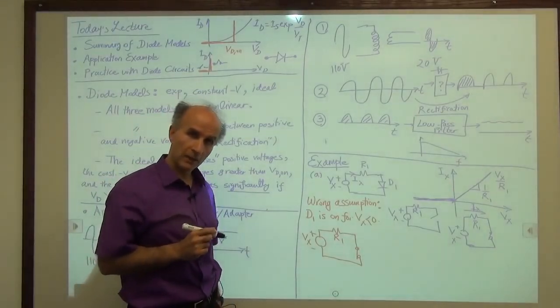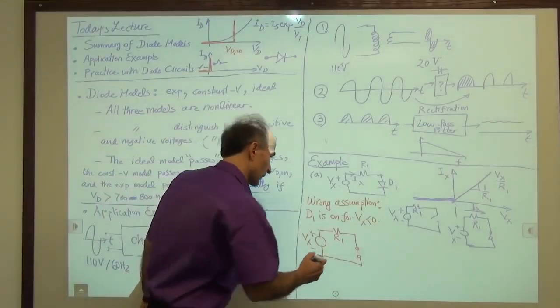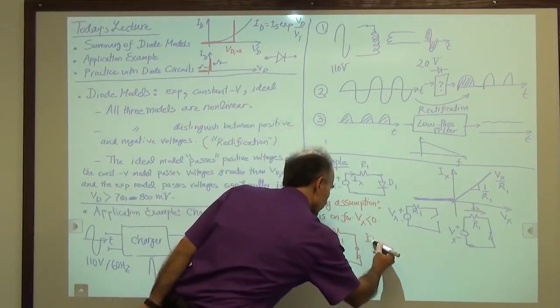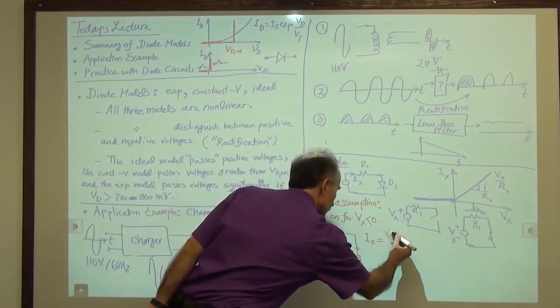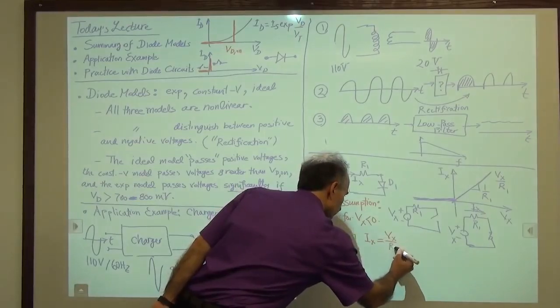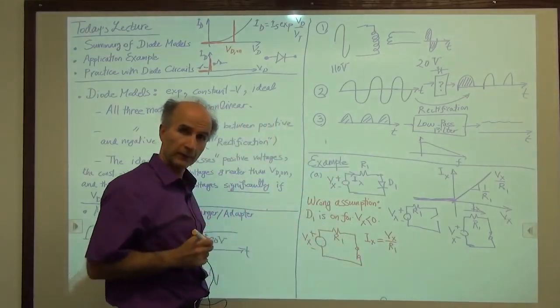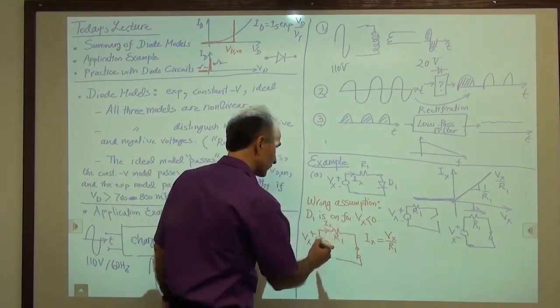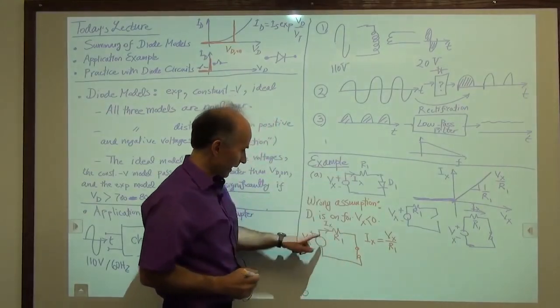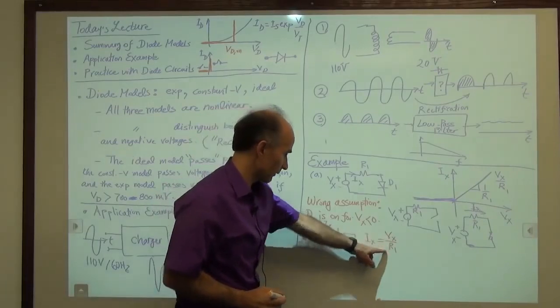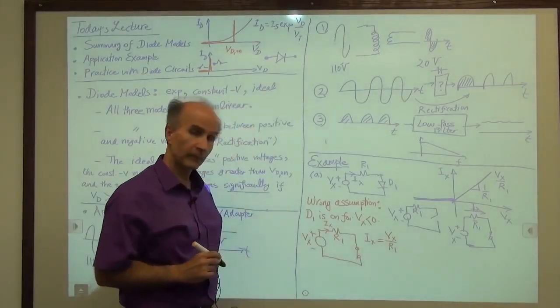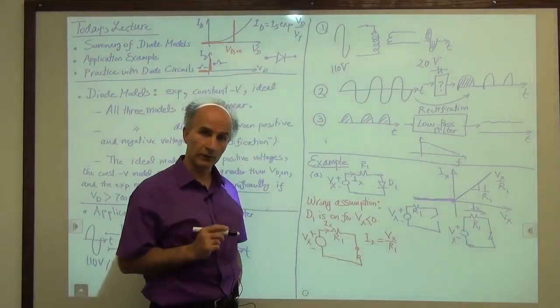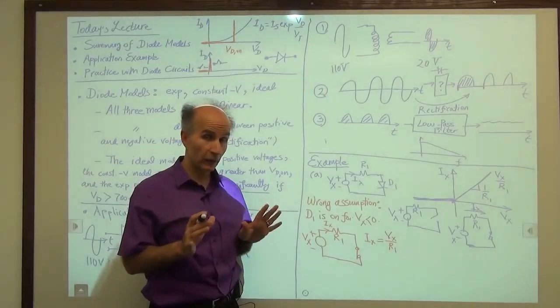No problem. Let's find Ix. How much is Ix? Ix is equal to Vx over R1. Like before, right? So Ix is flowing this way. That is the direction of Ix that we have assumed from the beginning. And we know that Ix is equal to Vx over R1. So far, so good. Nothing seems out of order yet.